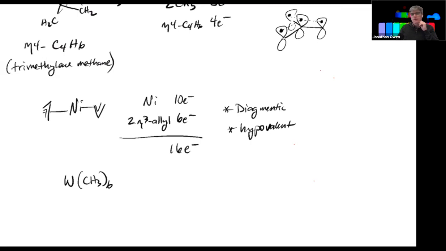Here's a good one. Tungsten hexamethyl. It's a fireball, that molecule. How many electrons does tungsten have? 6 electrons, Mac. Chromium, molybdenum, tungsten. Thank you, sir. Chromium, molybdenum, tungsten are in a column. 6 electrons for chromium, molybdenum, tungsten. We got 6 methyls. 12 electrons total.